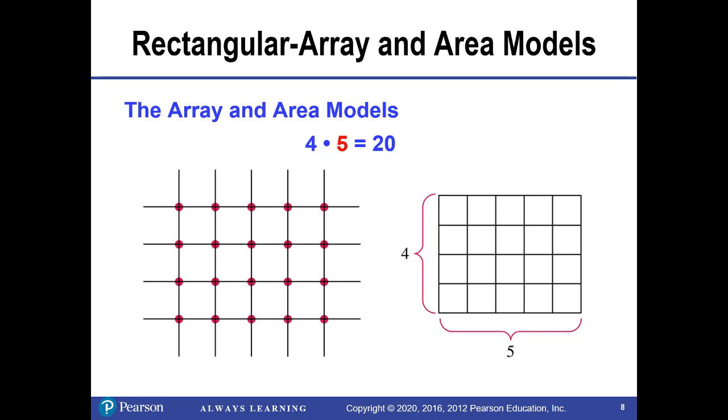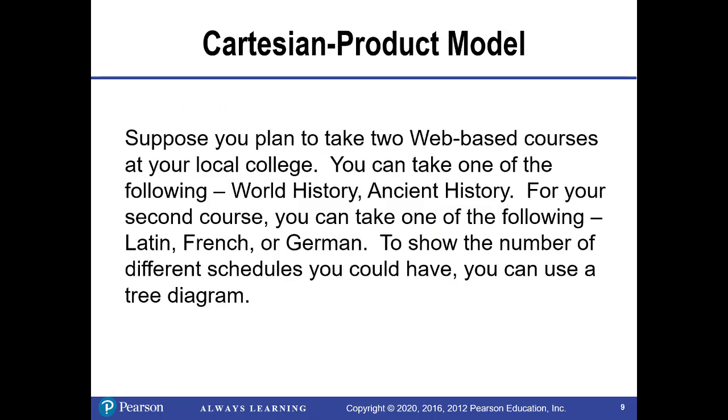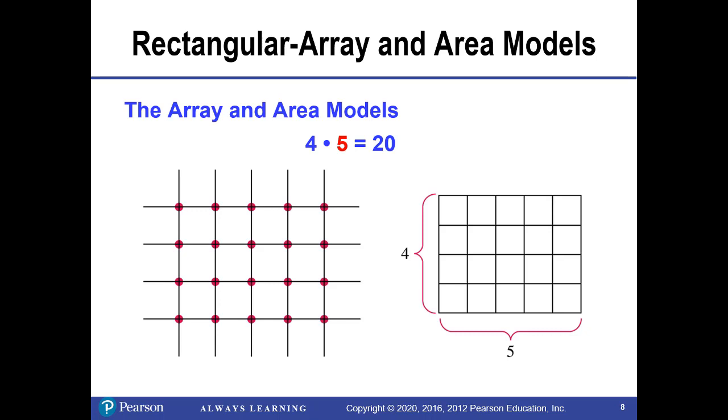So 20. On the right-hand side, you see an area model where we have something of length 4 units and width 5 units, and we divide that into equally shaped blocks. We see that that is 20 units, showing us sort of geometrically that 4 times 5 is 20. It's just that it's 20 square units, not 20 units.